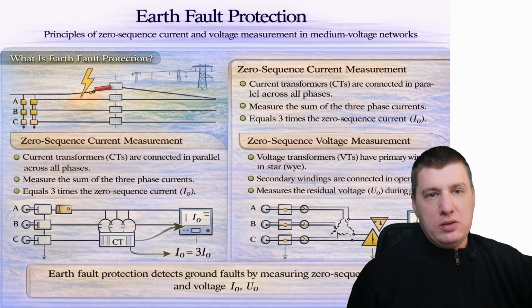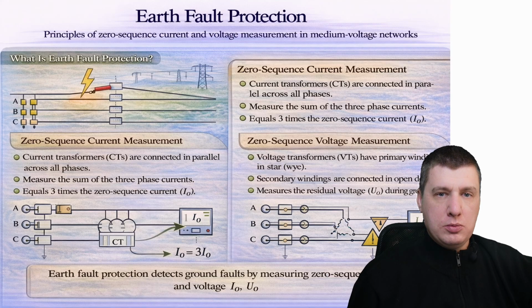Now we introduce earth fault protection. Earth fault protection is designed to protect medium voltage networks against ground faults. In earth fault conditions, one phase is connected to the earth, either directly or through impedance. These faults are common in medium voltage systems.